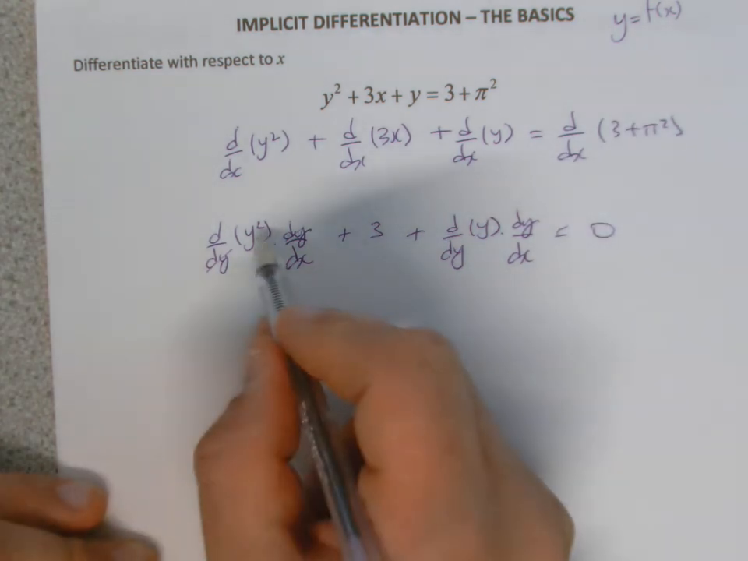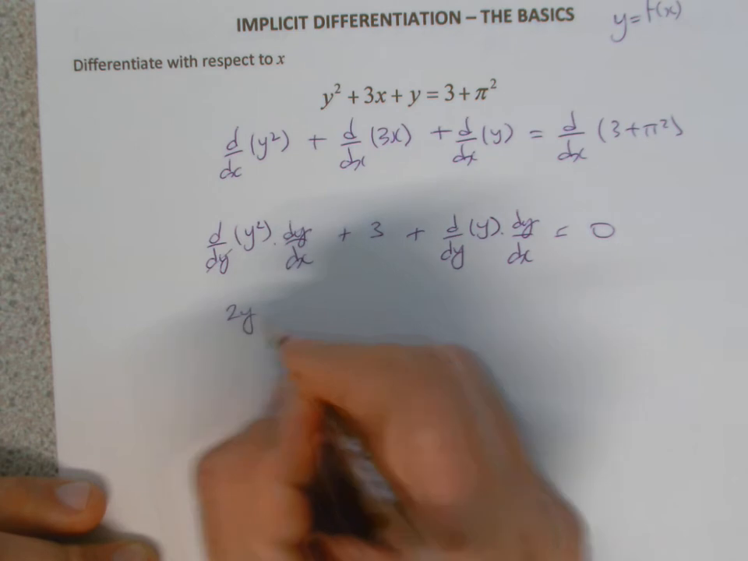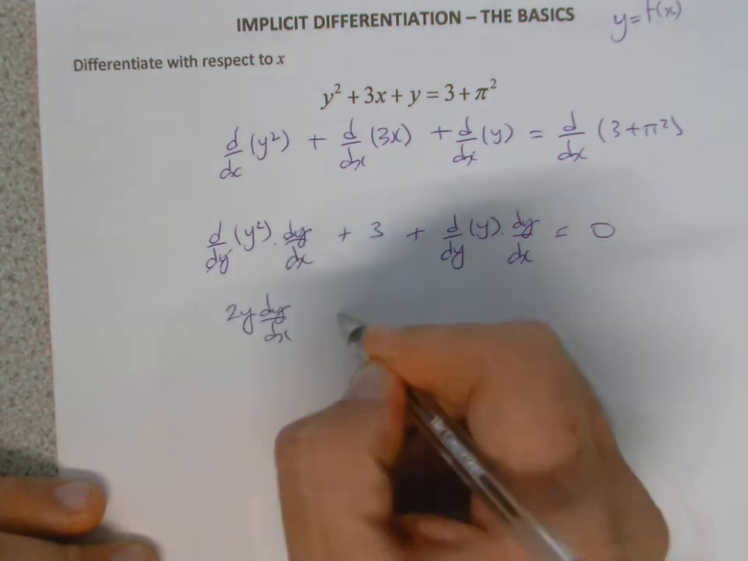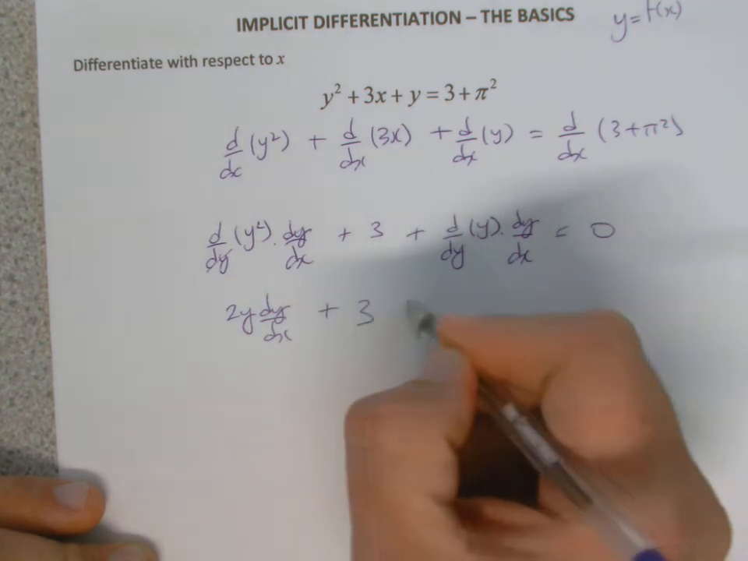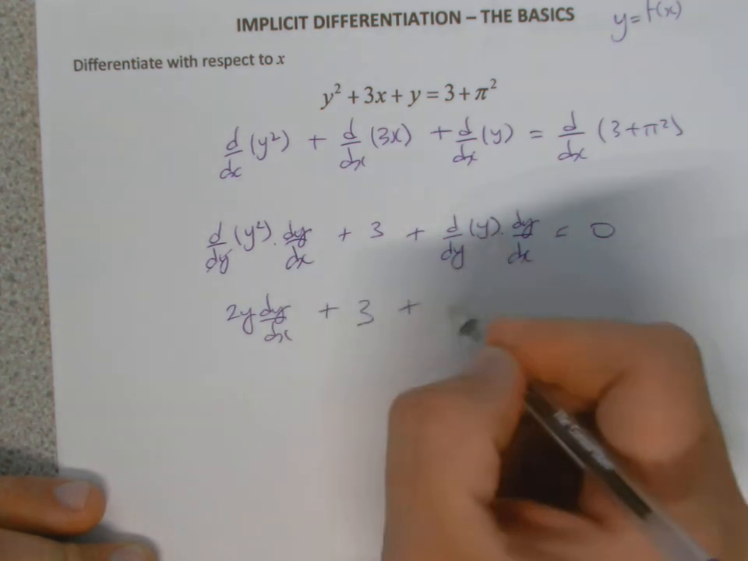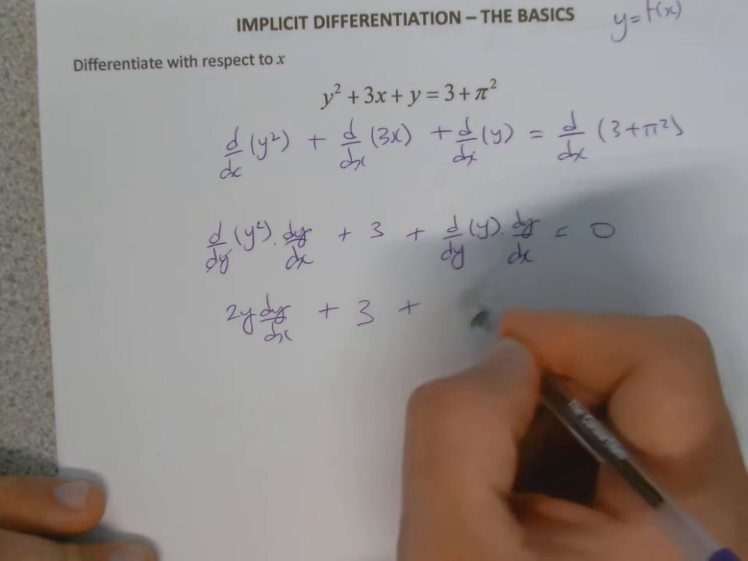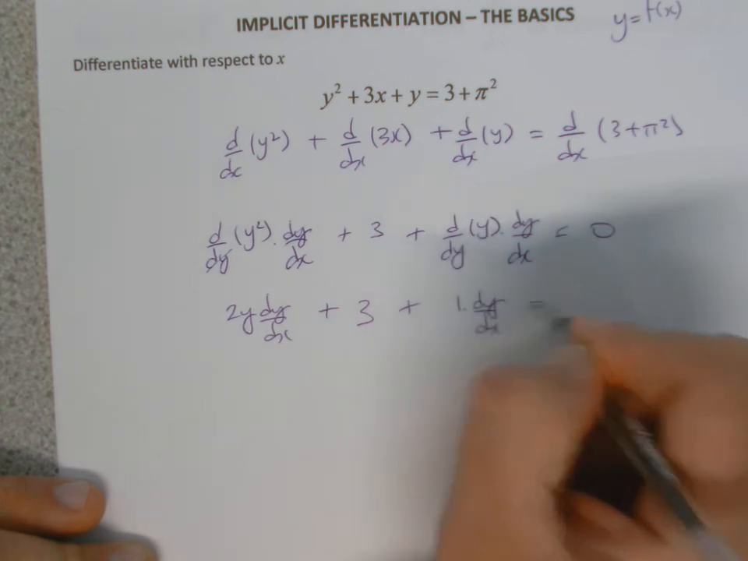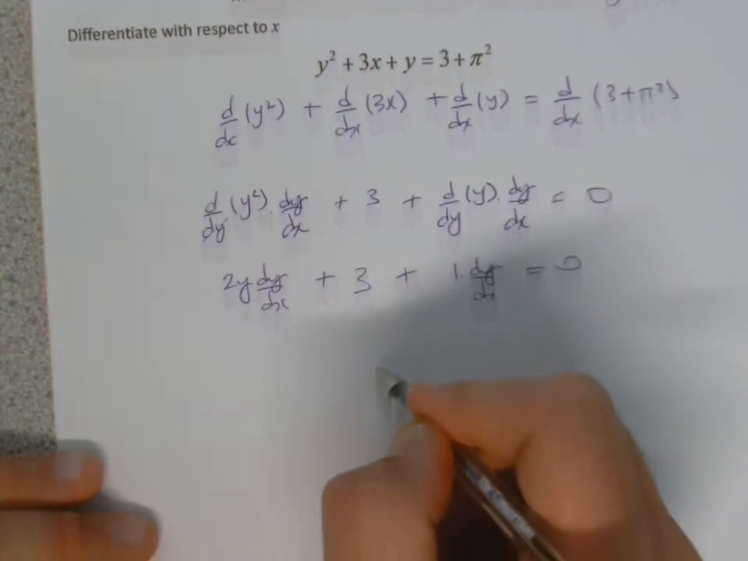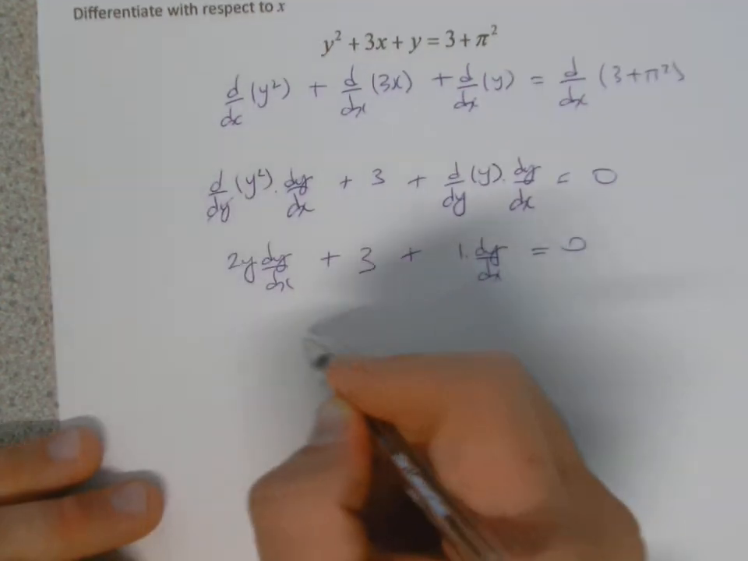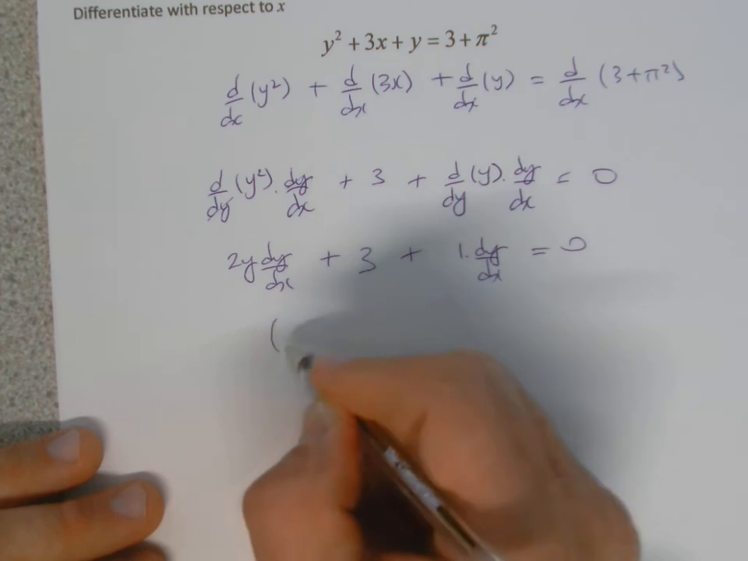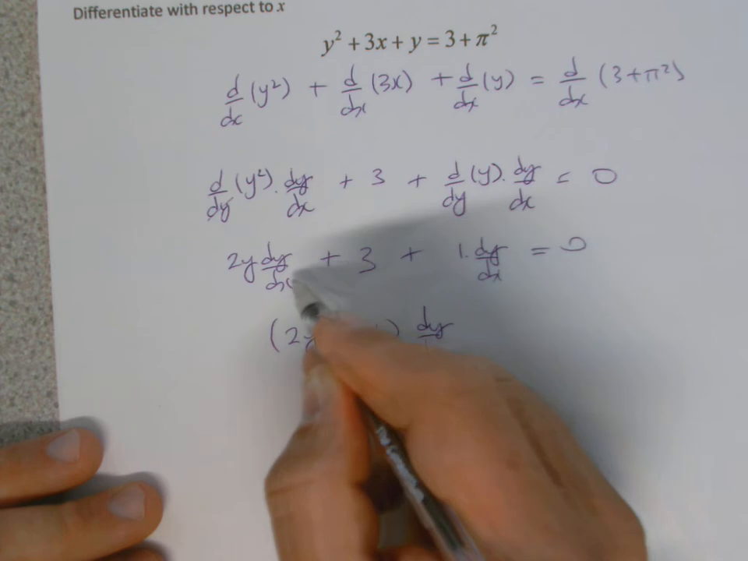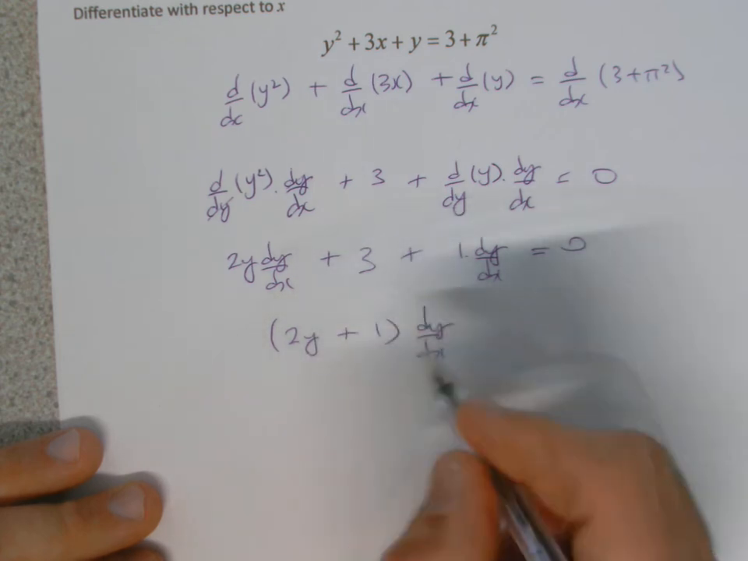So d by dy of y squared is 2y, and then make sure you times it by dy dx, plus 3 plus d by dy of y is 1, isn't it? Differentiate y with respect to y, you just get 1 times dy dx equals 0. What you do then is you factorize the dy dx, so you put 2y plus 1, because dy by dx is a common factor of both of them.